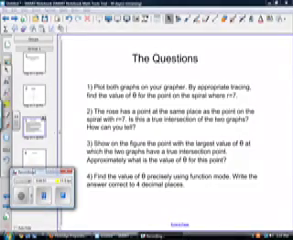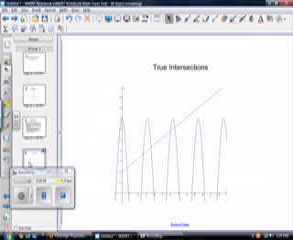Number 2 says the rose has a point at the same place as the point on the spiral with r equals 7. Is this a true intersection of the two graphs? How can you tell? Well, if you look at the function graph of both the equations, we see that at the y value of 7, which corresponds to the r value of 7 in polar mode, there is no intersection, meaning that this is not a true intersection.